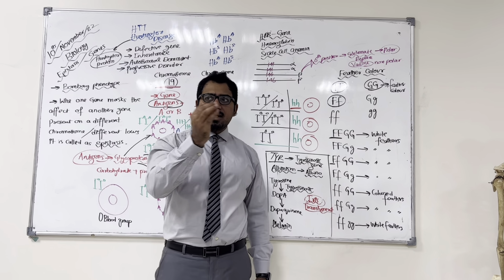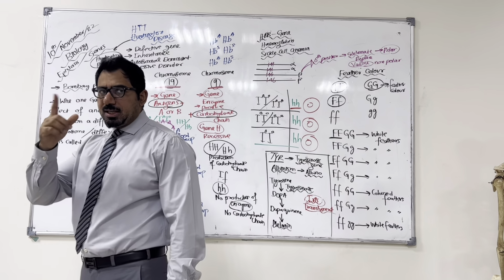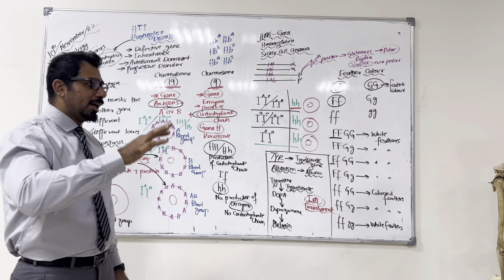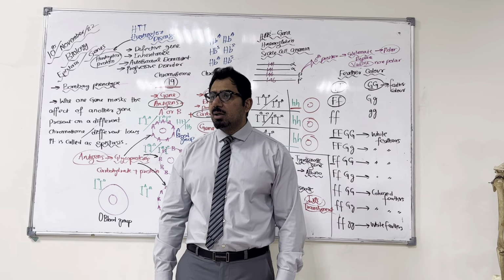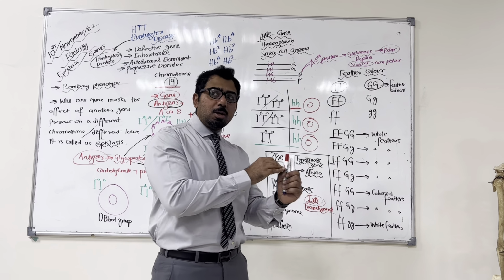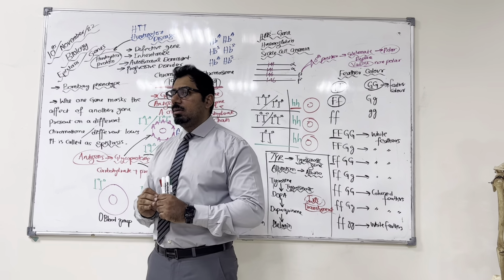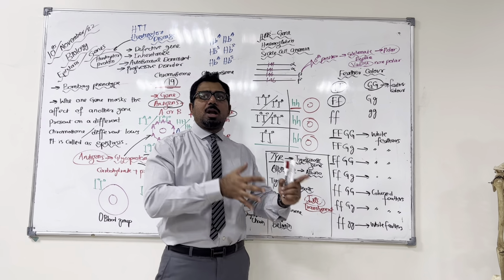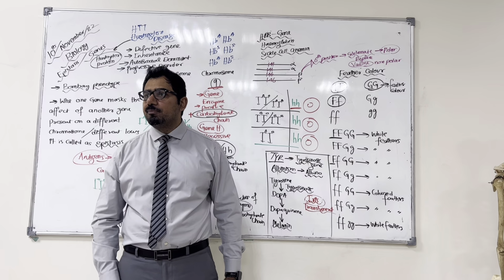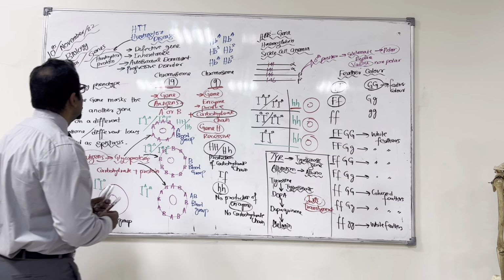Now remember, day before yesterday we talked about hemophilia, right? It was a recessive inheritance, right? A person became hemophilic only when a recessive allele comes, in homozygous condition or hemizygous condition. Remember that or not? Over here, let me show you.